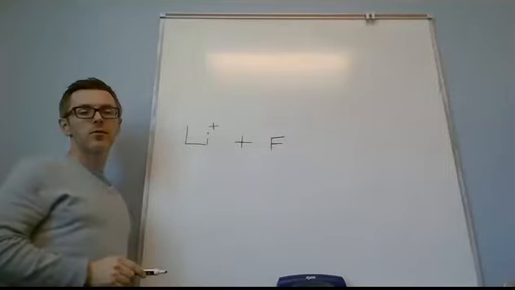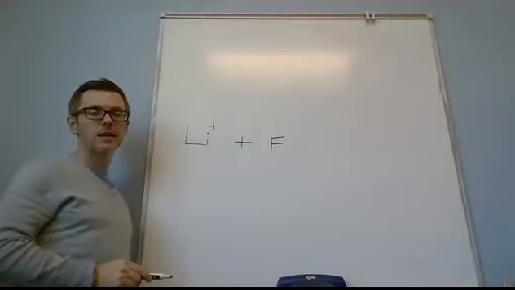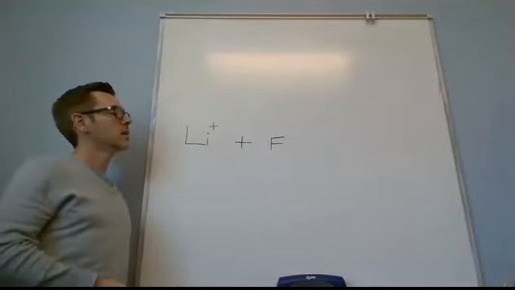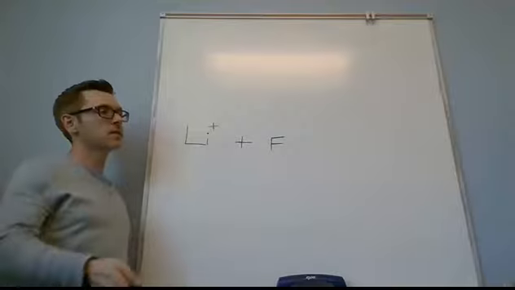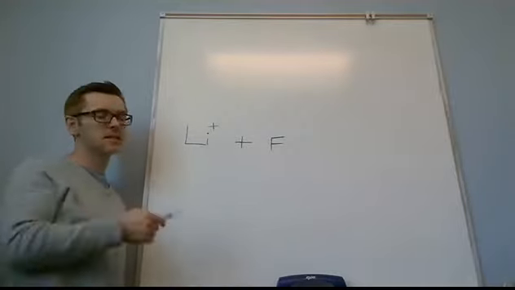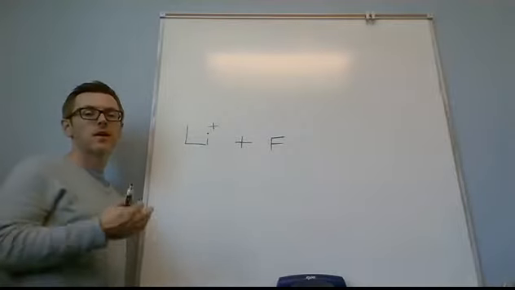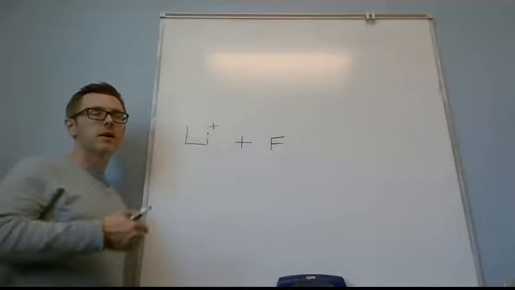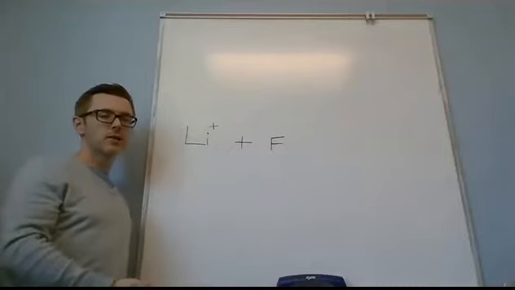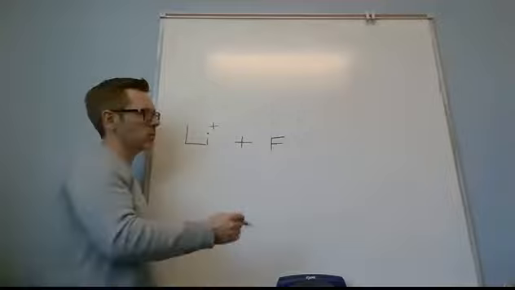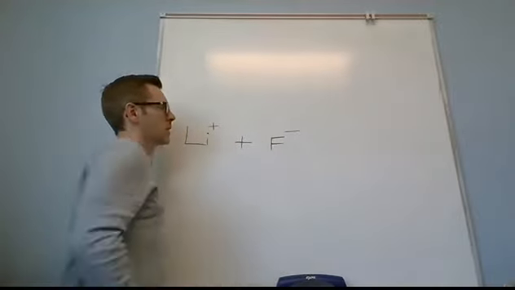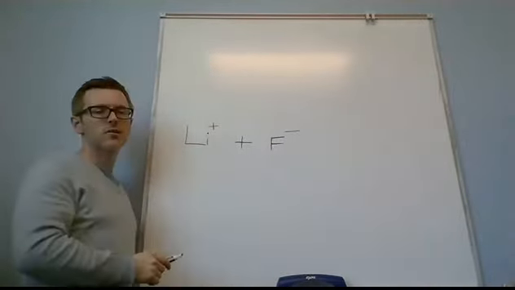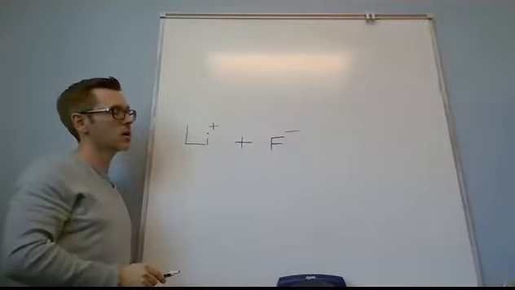Fluorine, we identify from group 17. It's a halogen. It's in group 17. 17 minus 10 is 7. It has 7 valence electrons. Fluorine is also a nonmetal, so it's going to gain 1 extra electron because it wants 8 total. The lithium forms a plus charge. Fluorine forms a negative charge.